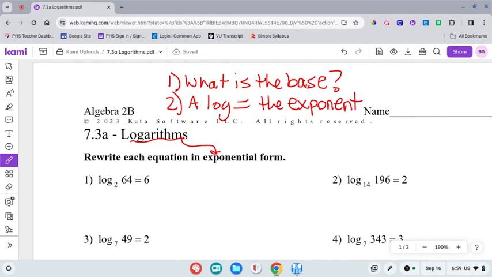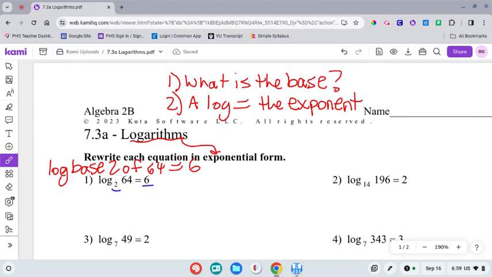When we look at number 1, log base 2 of 64 equals 6. That's how you read it, so really try hard to read it just like that. Log base 2 of 64 equals 6. First question, what's the base? Well, the base is 2, and a logarithm equals an exponent. So this is the base, and this is the exponent.